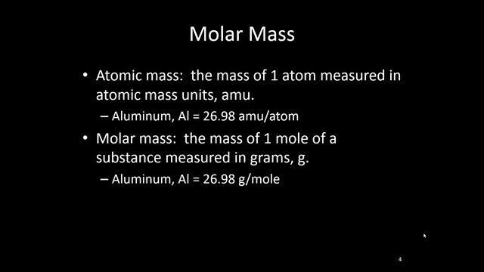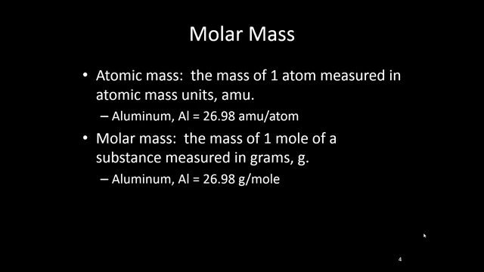Molar mass is the mass of 1 mole of a substance measured in grams. The other interesting thing is that the molar mass of a substance has the same number but different units when compared to the atomic mass of the substance. The atomic mass of aluminum is 26.98 AMU per atom. The molar mass of aluminum is 26.98 grams per 1 mole. In other words, the mass of 1 mole of a substance in grams is equal in number to the mass of 1 atom of a substance in AMU.